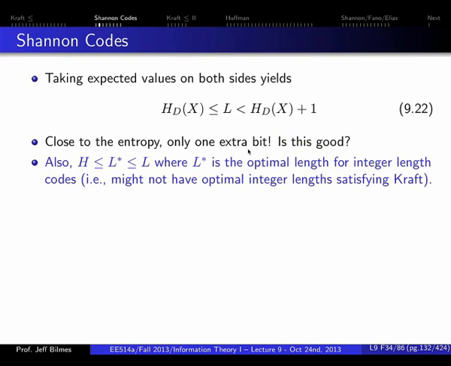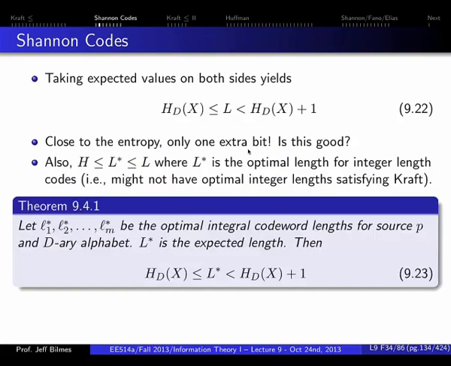Before we answer that question, whether it's good, let's look at the optimal length. So we certainly know that the optimal integer lengths are no less than the entropy, right? Now we have these lengths, L, and we've said that these Shannon lengths are no worse than 1 more than the entropy. Okay. So what that means is that then the optimal lengths are also no more than 1 more than the entropy.